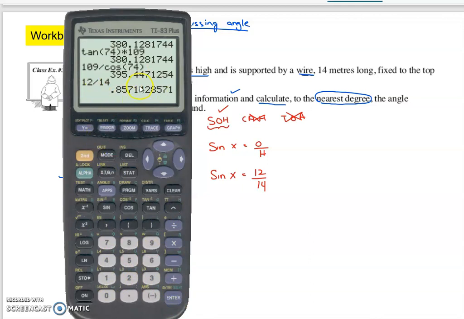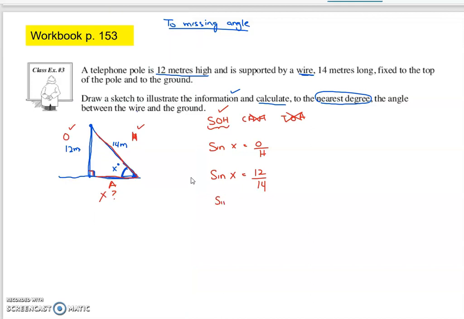But that is not an angle. So I did not solve for an angle. So what I got here is sine of X is 0.8571. I'm looking for the angle. My final answer should look like X is equal to this. So far what I have is sine X. So how do I get rid of this sine part? How do I move this so I don't have the sine next to it?